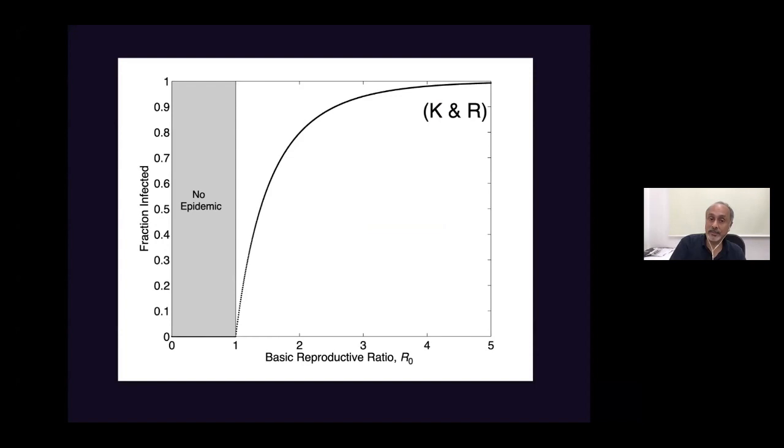And below 1, of course, there is no epidemic at all. But then above 1, as I increase the reproductive ratio, I have more and more people being infected. And by the time I get to above 5 or 6 in terms of the reproductive ratio, I've already infected close to 90% of my population at the end of the epidemic.